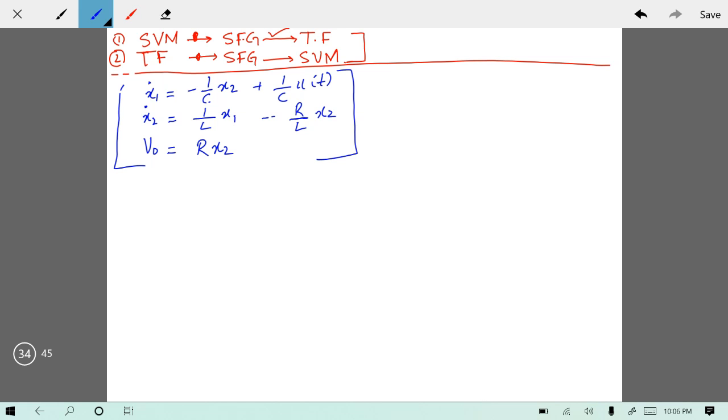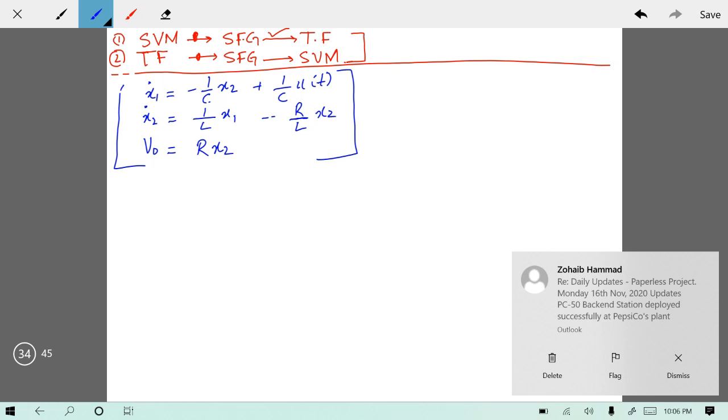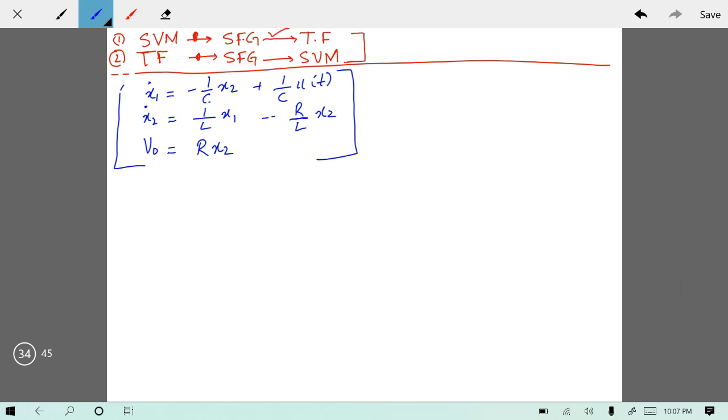Now, next thing is how can we make a signal flow graph with the help of this state variable model. First of all, to start with, you always start with this equation. V naught is equal to R x2. Let's say this is your output node and I denote it as V naught. This V naught is equal to R into x2. If I say this is x2 and this is multiplied by R, and in this direction it will give you V naught.